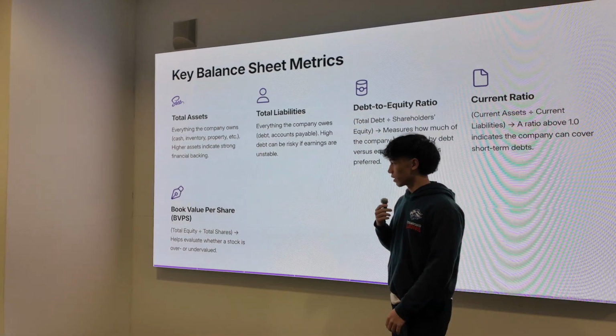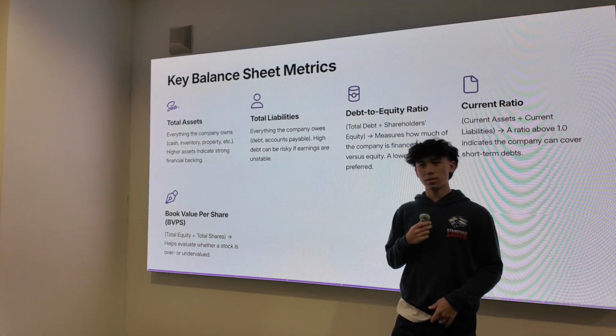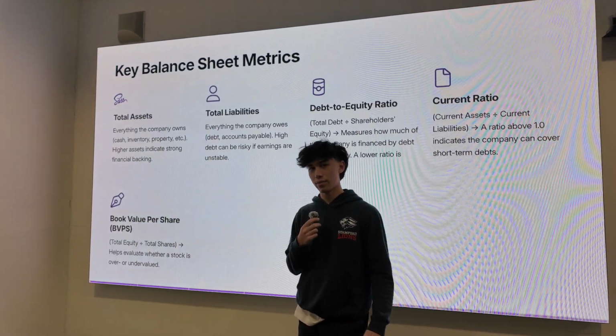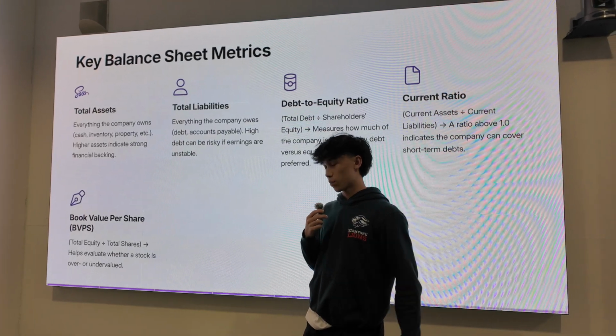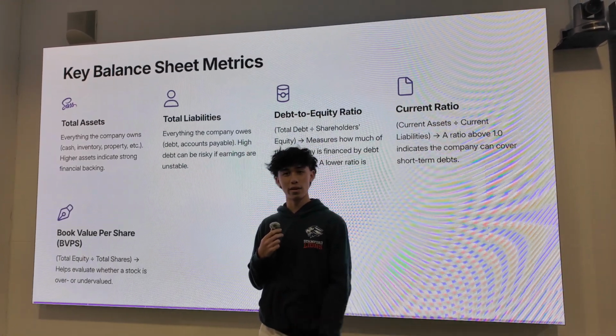Lastly, the book value per share. This is total equity divided by total shares. It helps evaluate whether a stock is undervalued or overvalued. If the book value per share shows that the company is undervalued, this might be a reason why us as investors want to invest in the company.